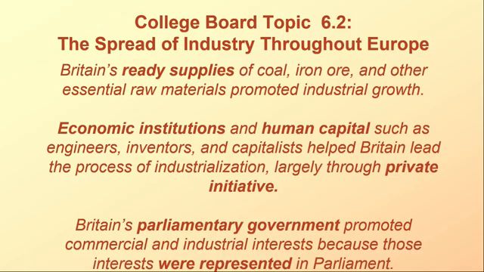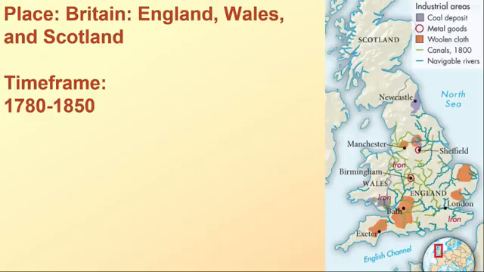Britain's ready supplies of coal, iron ore, and other essential raw materials promoted industrial growth. Economic institutions and human capital, such as engineers, inventors, and capitalists, helped Britain lead the process of industrialization largely through private initiative. And Britain's parliamentary government promoted commercial and industrial interests because those interests were represented in Parliament.